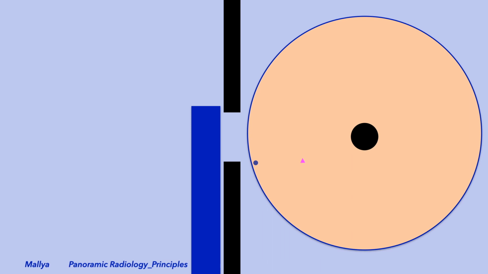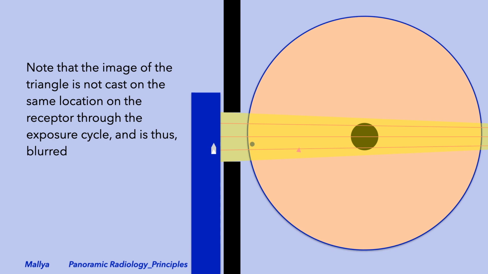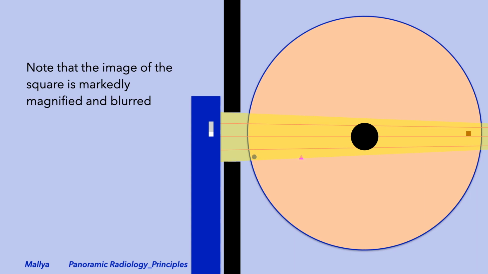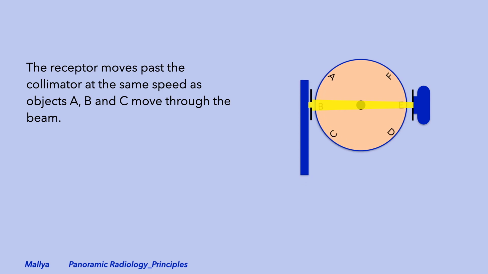Next, let's consider a structure that is located away from the outer edge of the disk, represented here by a triangle. Note that the image of the triangle is not cast on the same location on the receptor through the exposure cycle, and thus appears as a blurred horizontal streak. Next, let's consider the structures D, E, and F located on the opposite side of the disk and represented here by a square. Note that these structures are imaged in the opposite direction and that their images are markedly magnified and blurred.